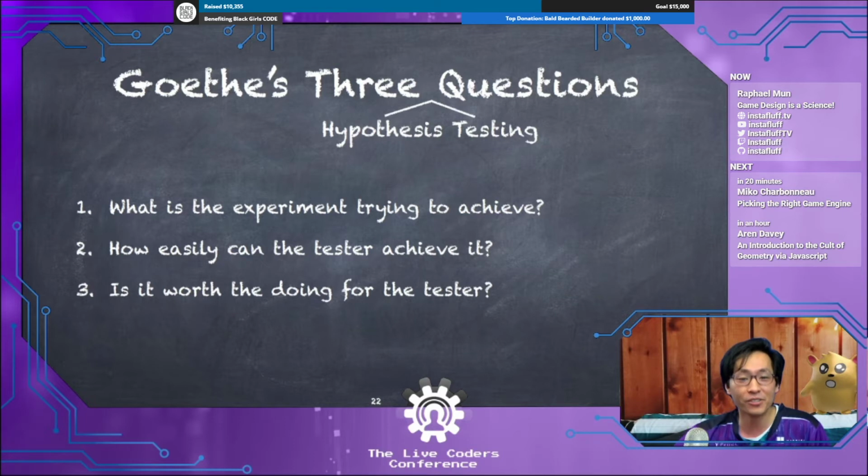So do you remember when I told you guys about the game design of 4 pillars and everything, and then we finished with Goethe's 3 questions? That's kind of the theme for today. What if we propose the hypothesis testing of Goethe's 3 questions? What is the experiment trying to achieve? How easily can we do it? And is it even worth doing?